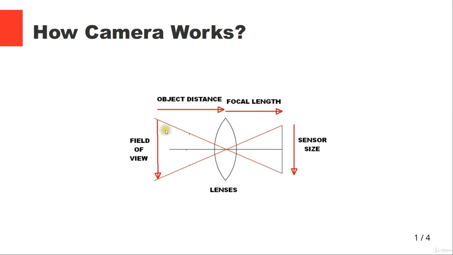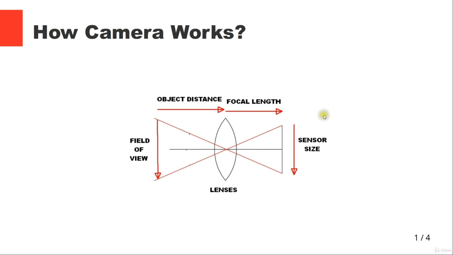So again, we have a distance between the object and the lenses. Then there's another distance, which is between the lenses and the sensor, and it's called focal length. And we have a field of view, which is the length of the field. It will be in meters. Let's say it could be width, could be height, how much the camera can see at that distance.